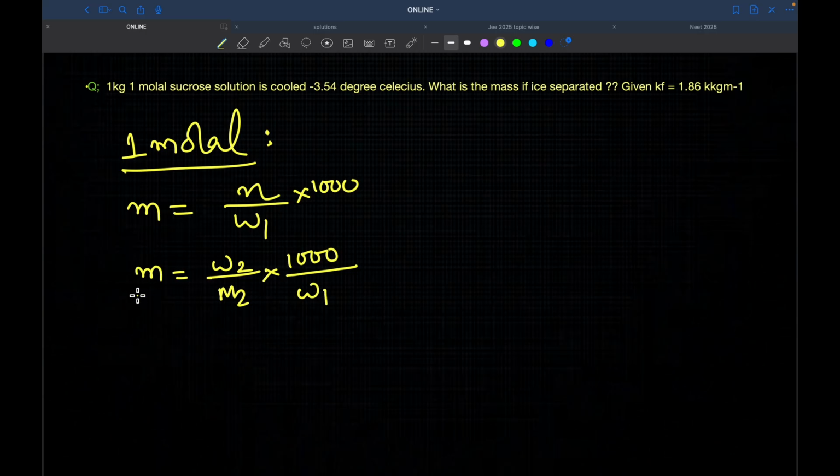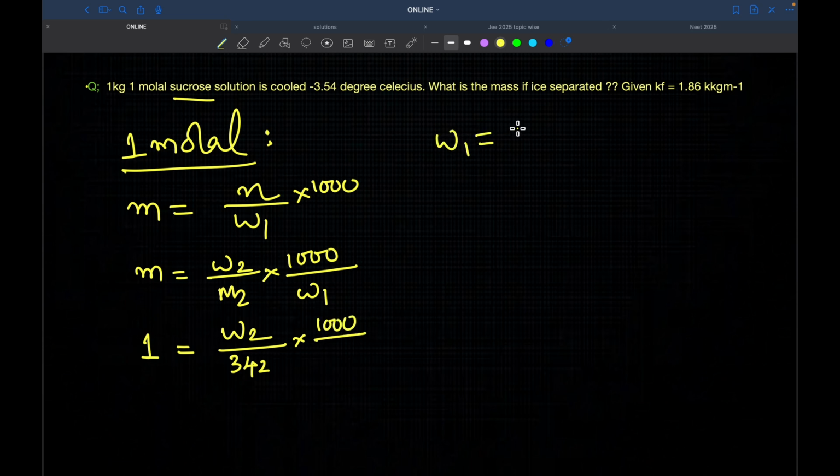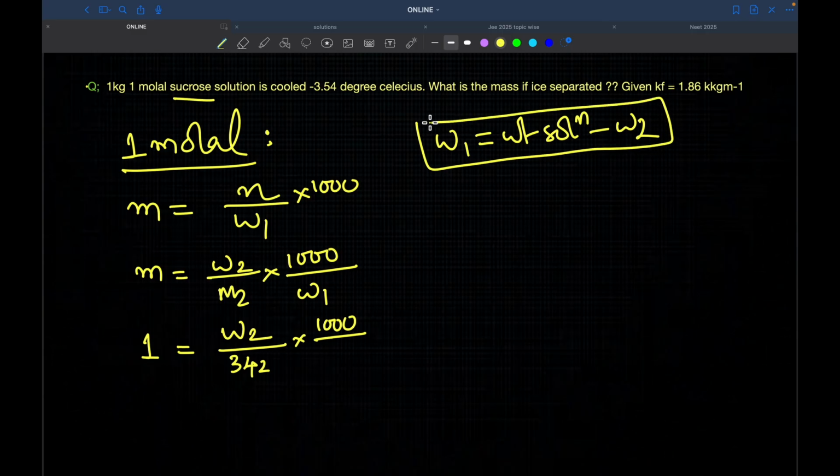So the value is given here. How much is it? 1. We need to calculate W2. We don't know what W2 is. And he said that sucrose is C6H12O6, so 342 is the molar mass, into 1000 by W1. What do we need for W1? W1 equals weight of solution minus weight of solute, right?